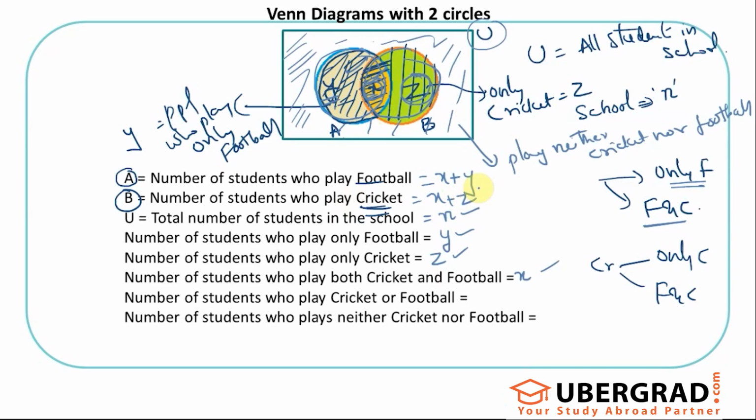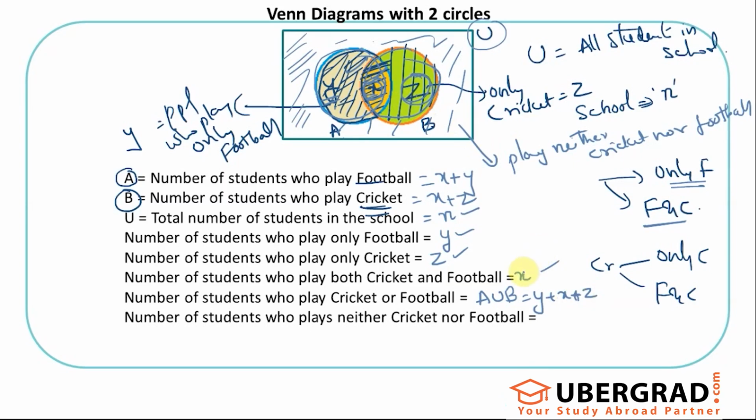And what will be the number of students who play cricket or football? This is basically A union B, at least one of these. Even if they play one of these two games, that's fine for me. That's why it's asking the number of students who play cricket or football. That will turn out to be Y plus X plus Z: the number of people who play only football, the number of people who play both, and the number of people who play only cricket.